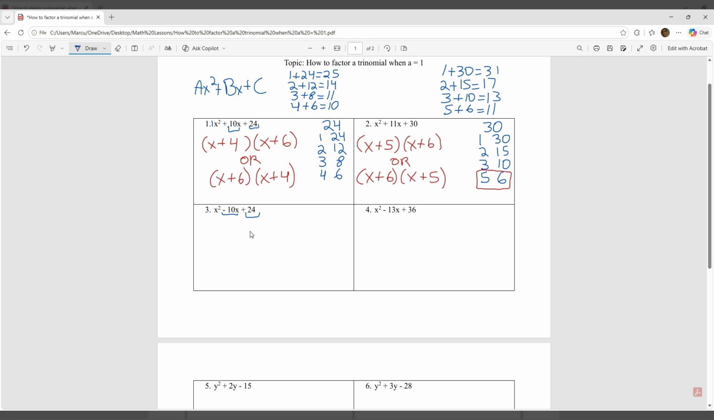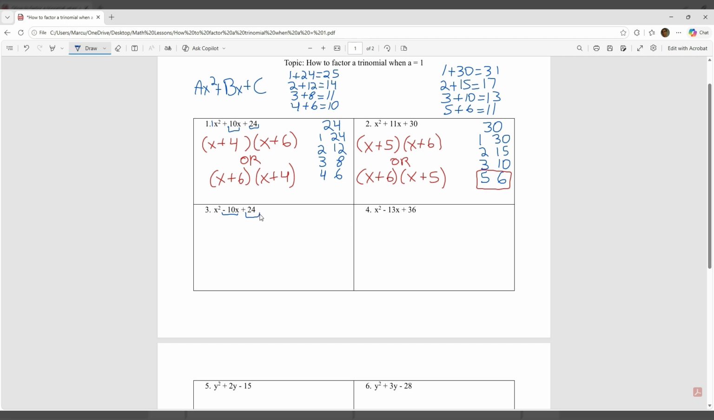And when you combine them, when you add them, it's going to give us negative 10. And the only way this can happen is if you have two negative numbers, because negative times negative will give you positive. And when you add two negative numbers, you add the numbers and keep the sign.